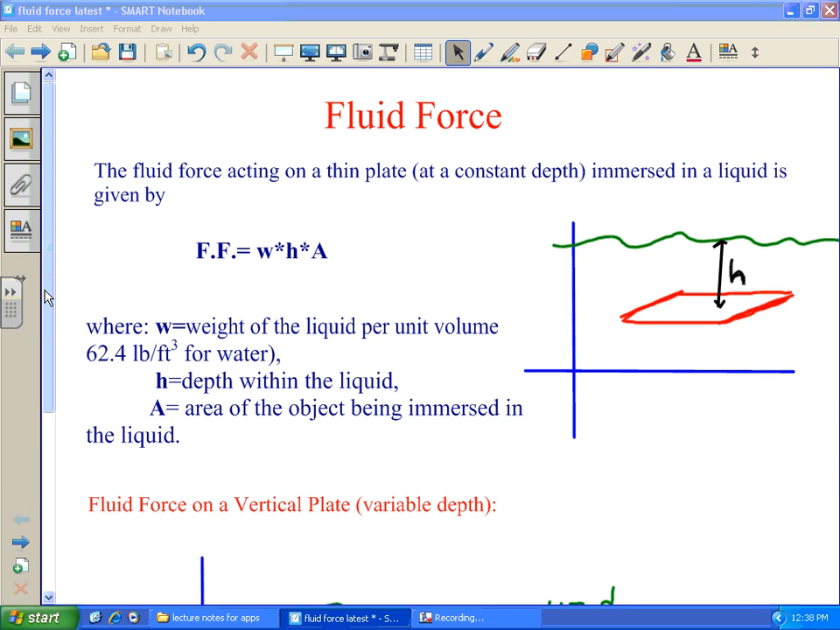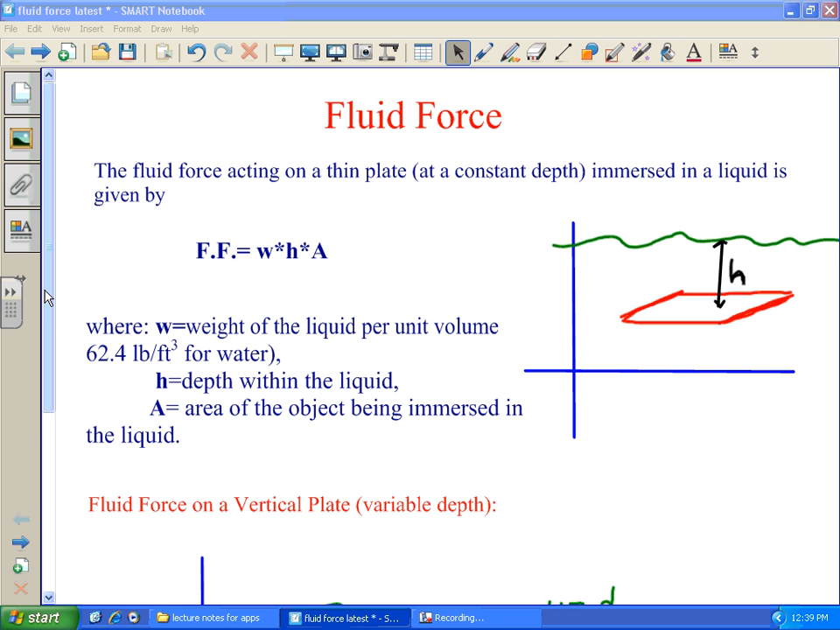Okay, so the last new topic of the chapter is fluid force. Again, it's another nice application of integration. Now, there are two types of problems that we're going to deal with. One is constant depth. Like the first picture you see up there, you have a horizontal sheet of glass or horizontal metal being immersed in water, but it has a constant depth. No matter where you are along the surface, the depth under the water is h. So this is going to be an easy problem for us.